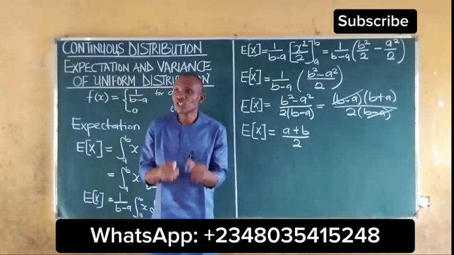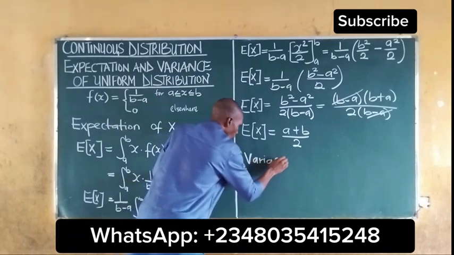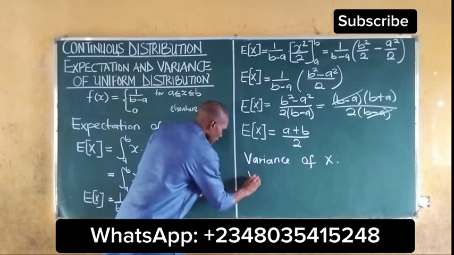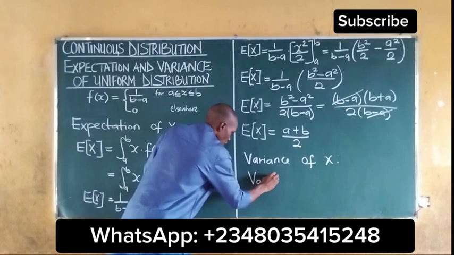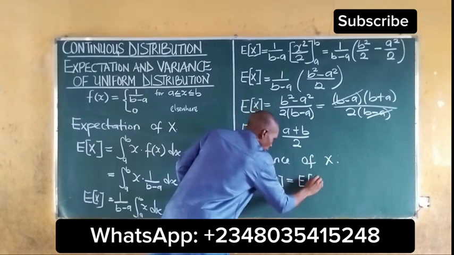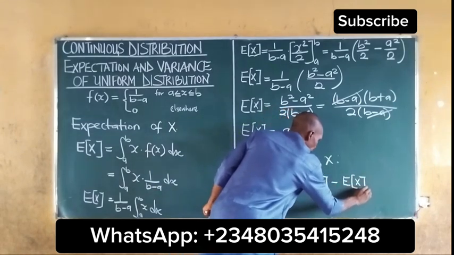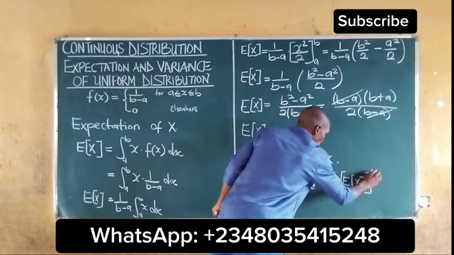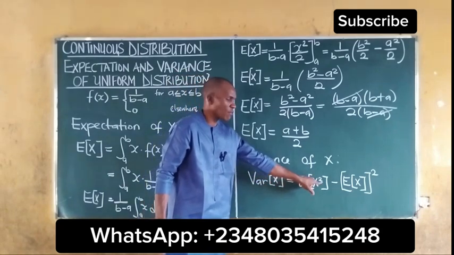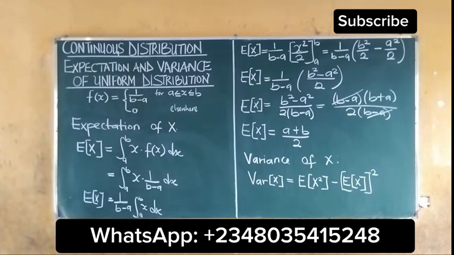The next thing to do is to look for the variance. Of course, we should note that the variance of x is equal to the expected value of x squared minus the expected value of x all squared. Now, this is what we are looking for. What is the expected value of x squared? We'll come over to this side to find the expected value of x squared.